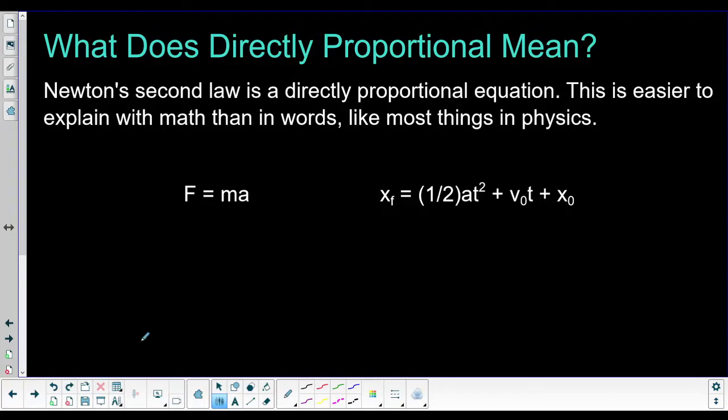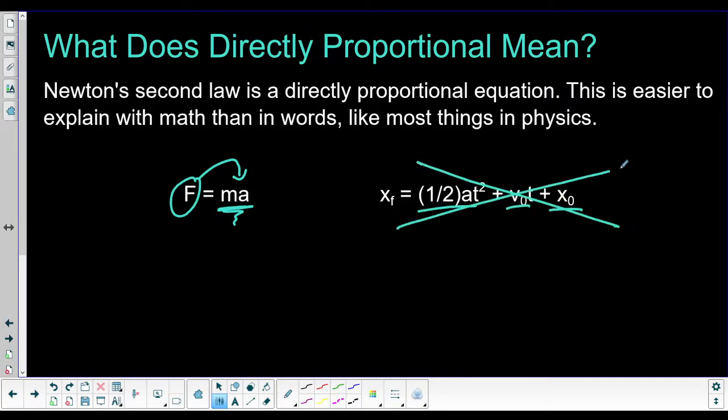But this is Newton's second law. This is our beloved displacement equation. This is directly proportional and this is not. What directly proportional means is that something is equal to something else that is a single term. Meaning this thing would not be directly proportional because it has 1, 2, 3 terms in it. Not directly proportional.